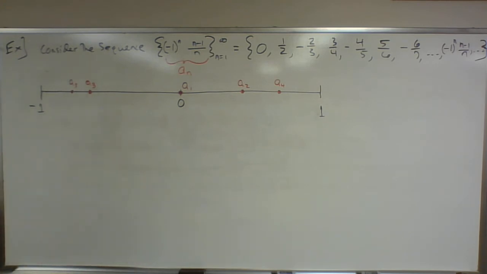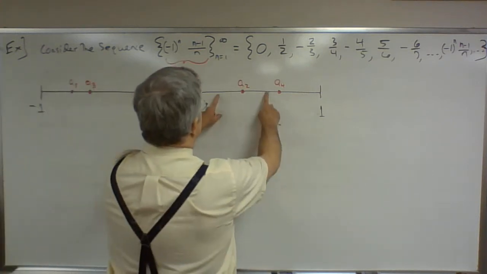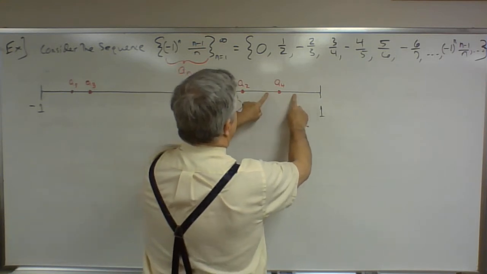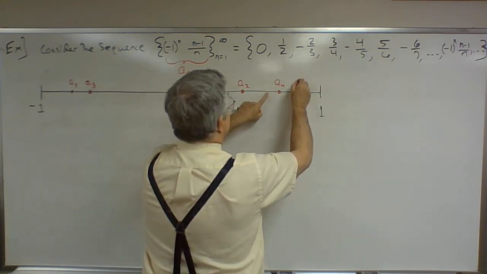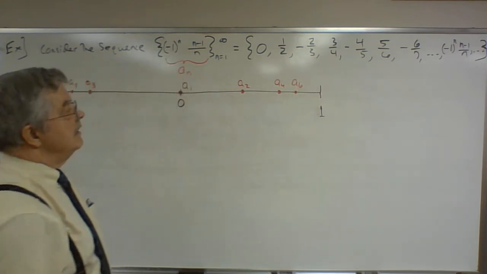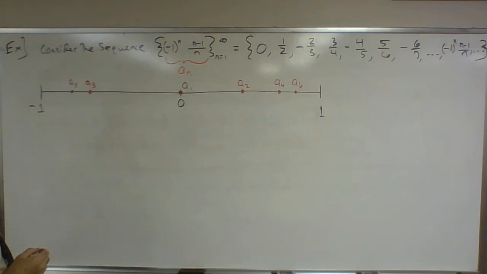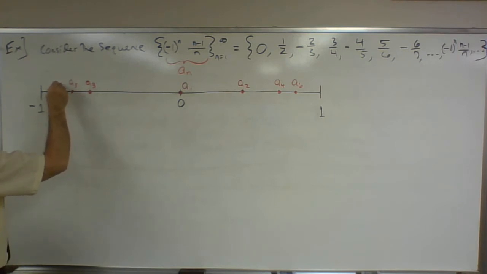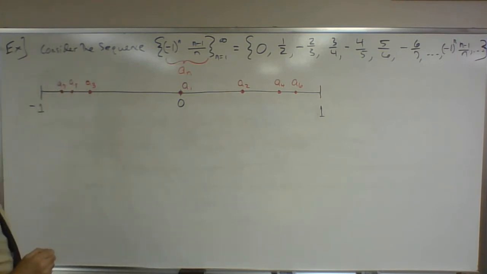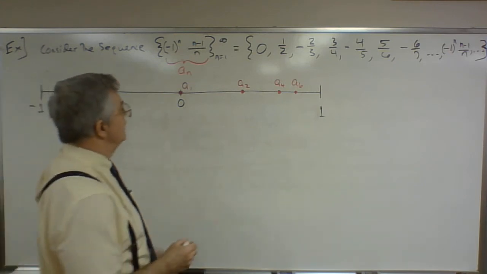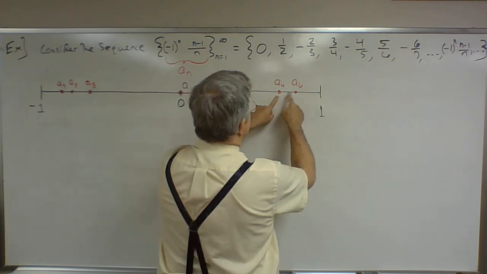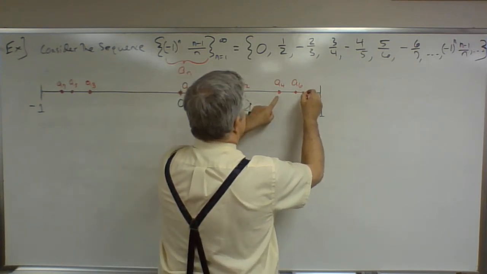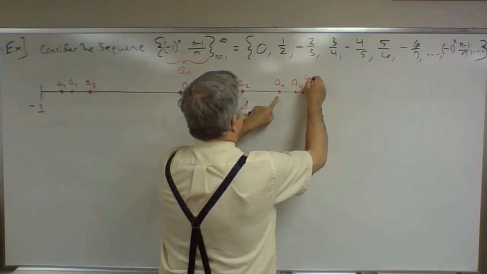A sub 6 is 5/6. So if we cut this in thirds and then cut it in thirds again, so maybe about here, a sub 6. And a sub 7 is negative 6/7, so maybe right around here. And a sub 8, now what would that be? 7/8. So here's 1/2, here's 3/4. So here's a sub 8. And so on.